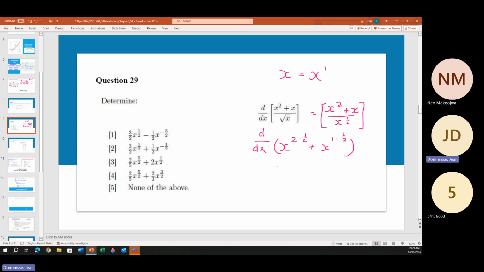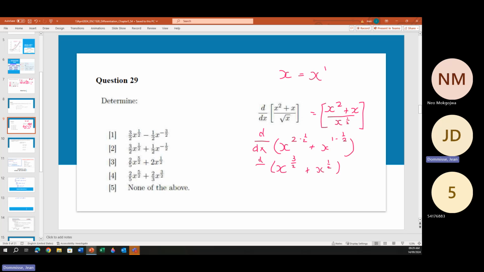simplify this a bit. So 2 minus a half is 1.5. 1.5 can be rewritten as 3/2. And this one we say, okay, cool, that is 1 minus a half. So it is x to the power of a half. Okay, so that is now our new function that we will work with.